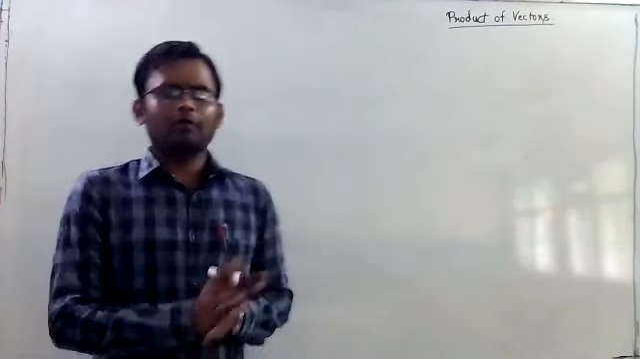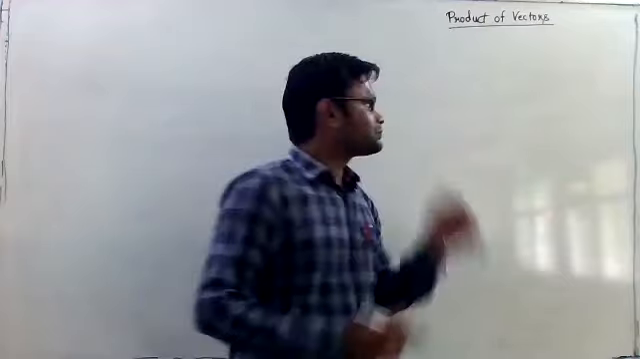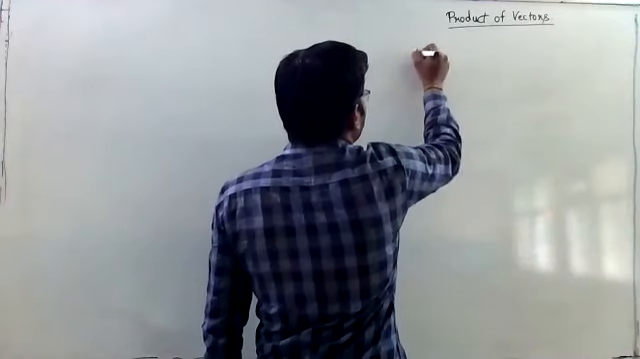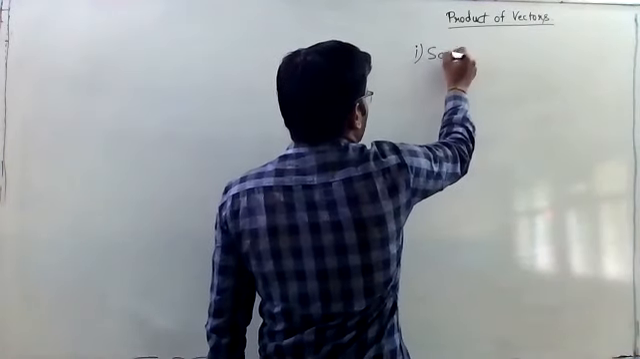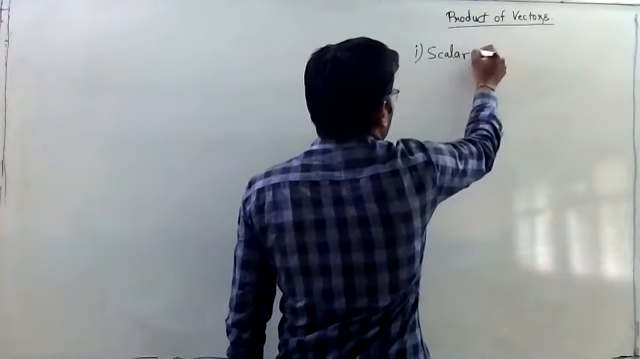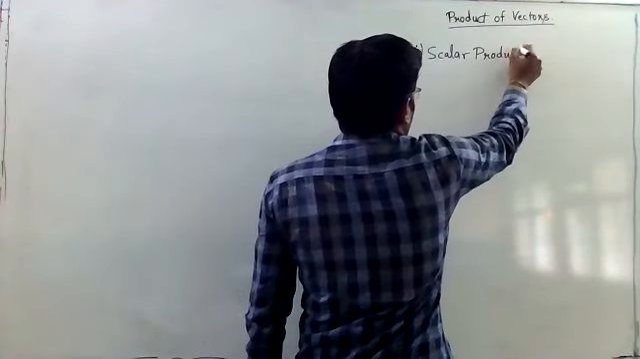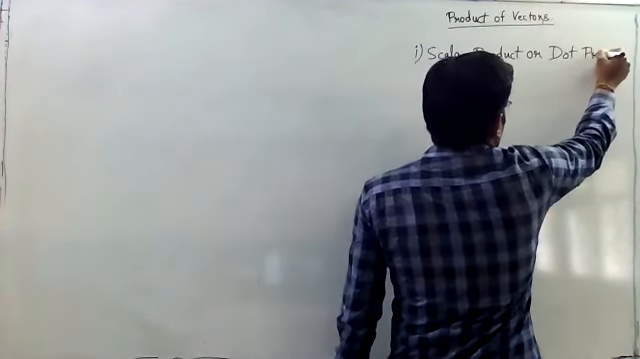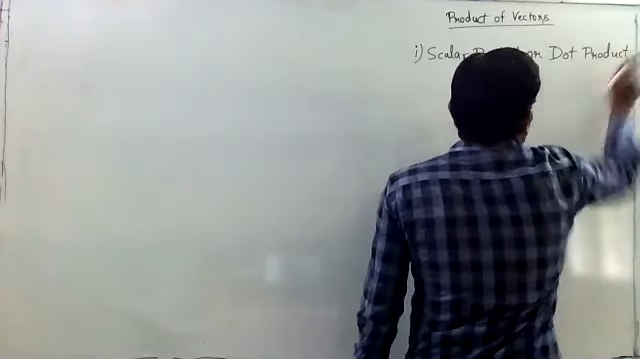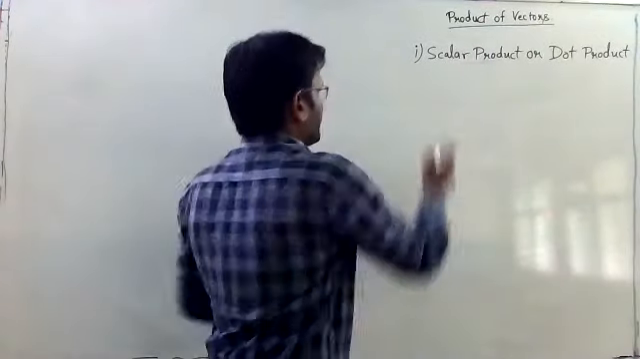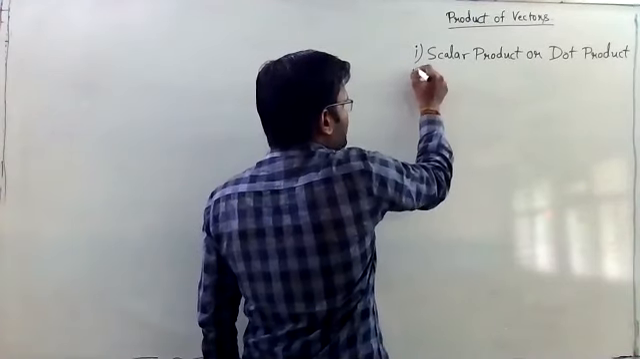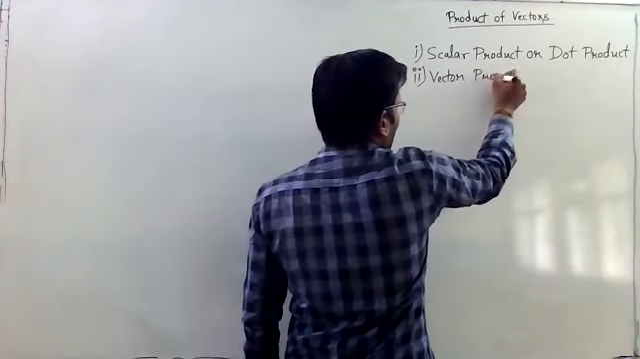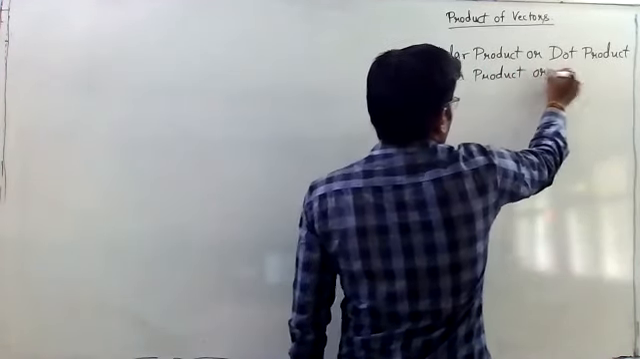Okay, so today we are going to start the product of vectors. Now, when we are studying about product of vectors, there are two types of product. The first one is known as scalar product or dot product. We can call it scalar or dot product. The second one is vector product or cross product.